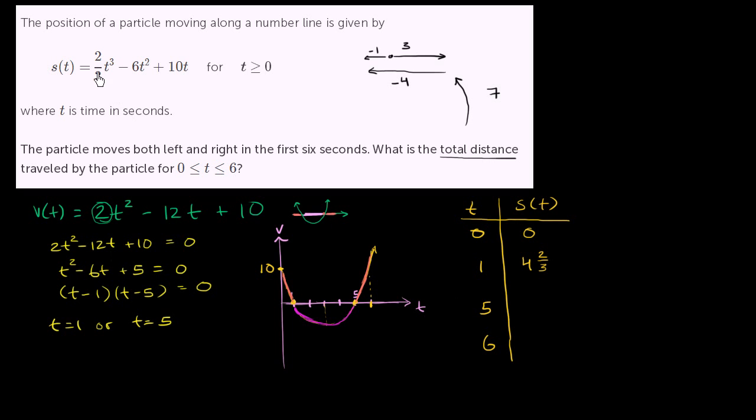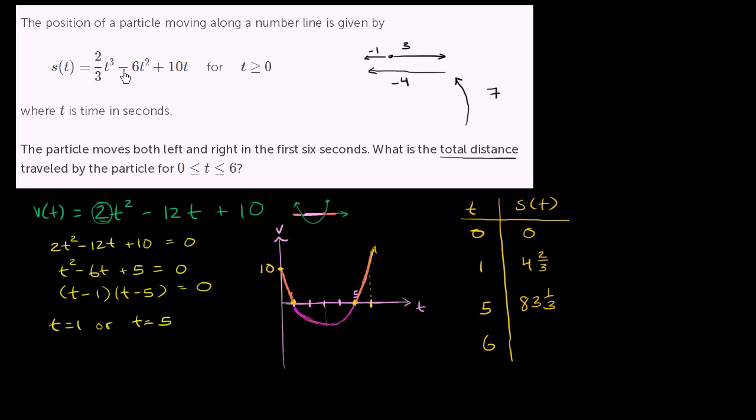At 5 seconds, let's see, it's 2/3 times, I'm going to have to write this one down. This is going to be 2/3 times 125. That's the same thing as 250 over 3. Let's see, 83 times 3 is 249. So this is 83 and 1/3.